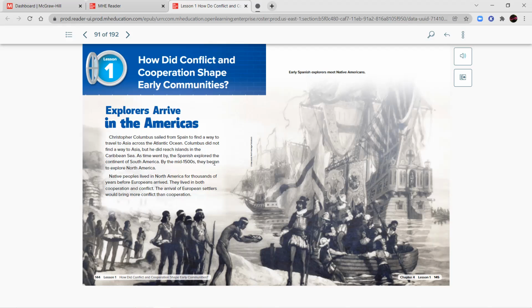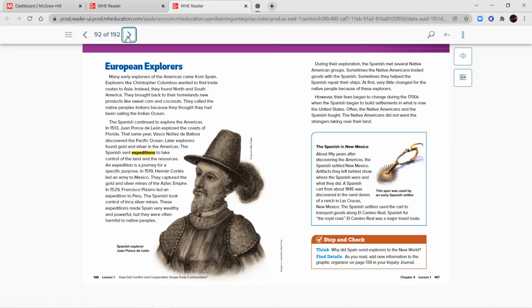So this is one of the things we can list in the 1500s section of our graphic organizer. The European explorers came and explored the Americas, and with them came a lot of problems. So we're going to read and see what some of the issues that came up during the 1500s are.